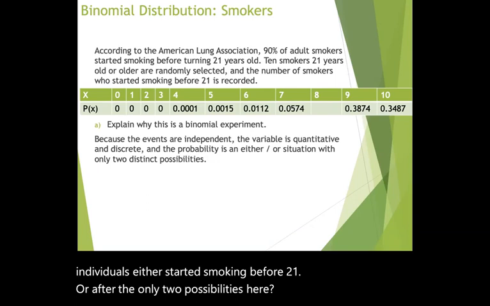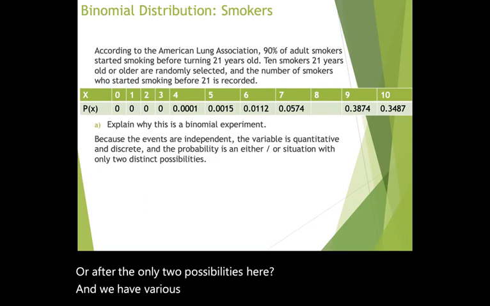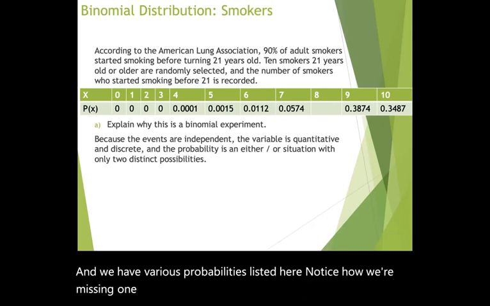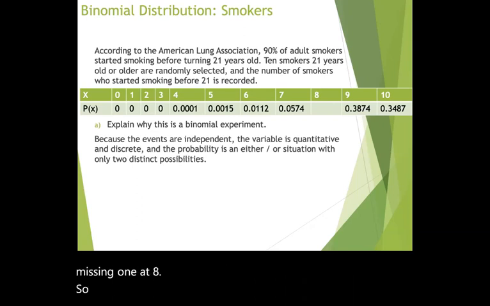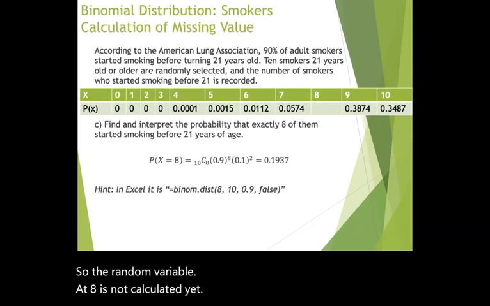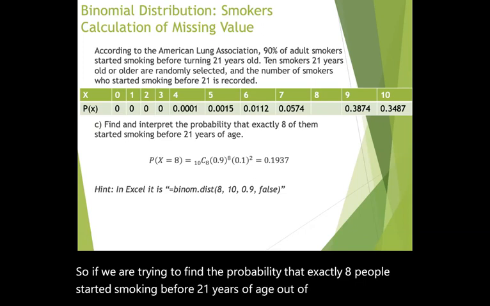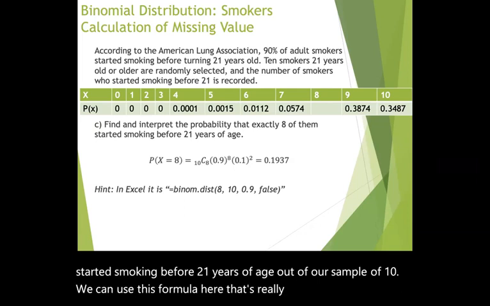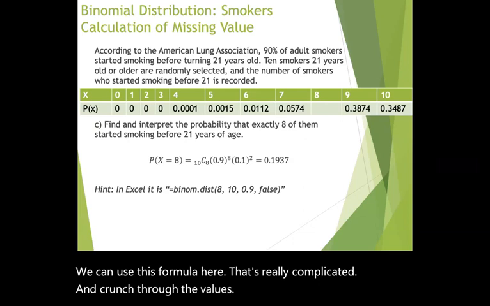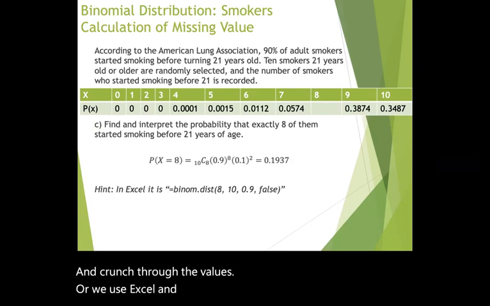And we have various probabilities listed here. Notice how we're missing one at 8. So the random variable at 8 is not calculated yet because we're going to do it right now. So if we are trying to find the probability that exactly 8 people started smoking before 21 years of age out of our sample of 10, we can use this formula here that's really complicated and crunch through the values, or we use Excel. And Excel allows us to do it a lot quicker.